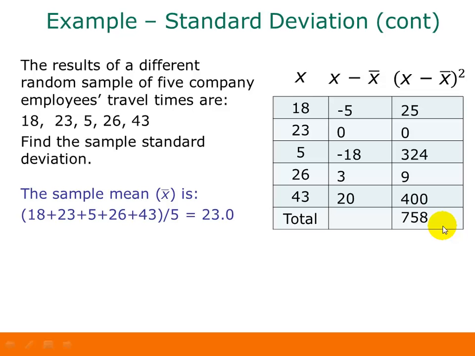To complete our formula, we take 758, divide by 4, and then take the square root. This gives us 13.8. Again, this value is much larger than the sample standard deviation we got for the other data set. For the other data set, we came out with 3.8 for our standard deviation. Again, this is because our extreme values of 43 and 5 added a lot onto our standard deviation calculation. They added a lot onto our total right here. So that in the end made our sample standard deviation much larger than it was for the other data set.